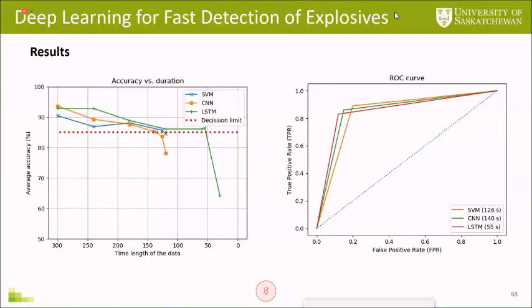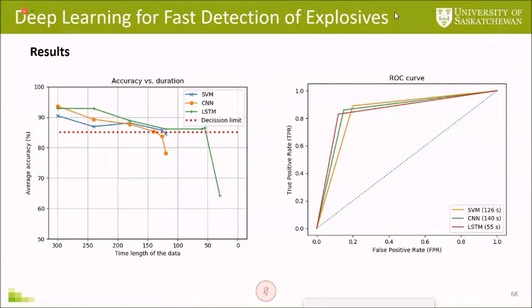The overall performance is pretty much similar, but one interesting point is that the LSTM model, which is the green graph, needs just around 50 seconds of the training data to provide the acceptable accuracy, which is above 85%. Whereas the other CNN model needs around 130 seconds, and the SVM also pretty much same time. So with the very short time data, which is around 55 seconds, LSTM shows the best results. So that's the second one.